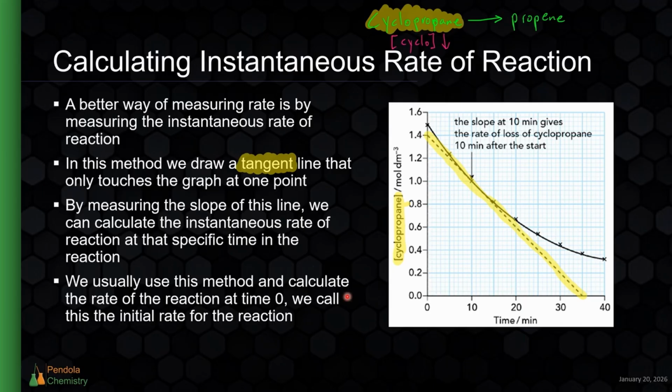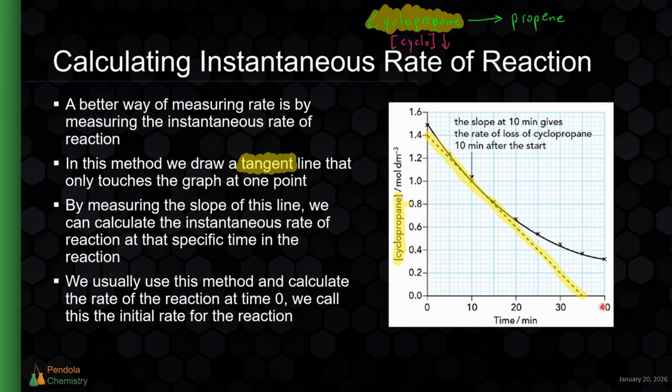We're usually going to use this method when it comes to calculating rates, because this method is much more accurate as it looks at a single point. More specifically, instead of using it for a time like 10 minutes or 20 minutes, we're usually going to use this method at time 0. We call this the initial rate of the reaction. By looking at time 0, we get the rate of the reaction at the very beginning of the reaction.